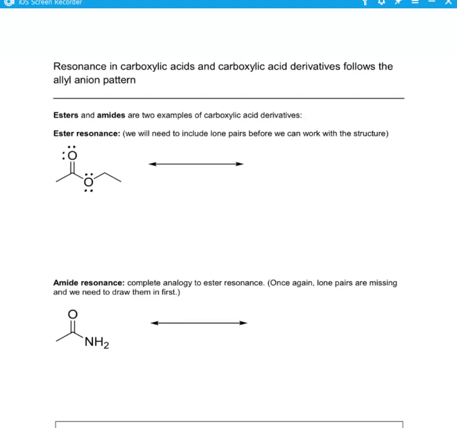So, thinking back to the allyl anion pattern, we recognize that we have a double bond, and right next to the double bond is an atom with a lone pair. That means that we can take that lone pair, move it into a double bond, and pull electrons out of the double bond and put them onto that carbonyl oxygen. The result is the structure that I'm drawing right now to the far right.